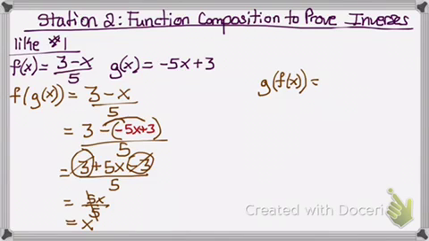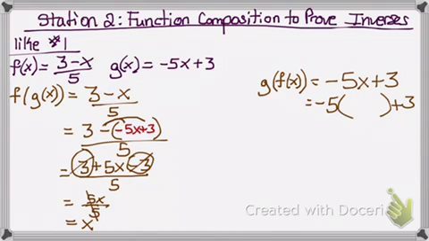Now, to do g of f of x, I'm going to write out the g function first. Everywhere that I see an x, I'll put parentheses. Inside the parentheses, that's where I'm going to write the f of x function. So that's where I'll put 3 minus x over 5.